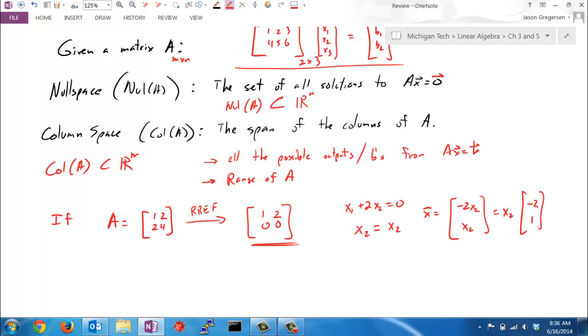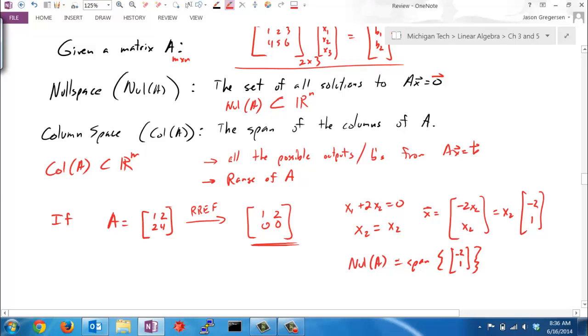Right? But the solution space to the homogeneous equation is just the null space. So the null space of A is the span of its basis vectors. It's the span of the one vector in this case, negative 2, 1. That's one way I could describe the null space. Oh, it's the span of this thing. Or I could say, well, how would I describe the null space? I would give you its basis vectors. I would say a basis for the null space is negative 2, 1.